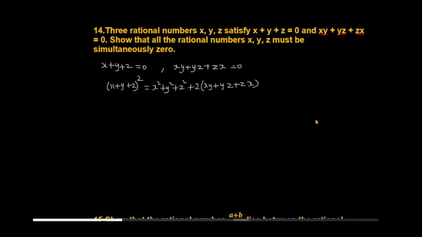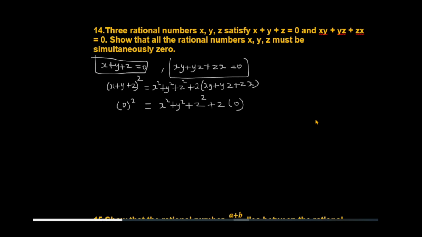Now replace the given conditions here. Left side 0 squared is equal to x squared plus y squared plus z squared plus 2 times 0, because these two are 0, which is x plus y plus z is equal to 0 and xy plus yz plus zx is equal to 0. When we replace that here, you will be getting x squared plus y squared plus z squared is equal to 0.